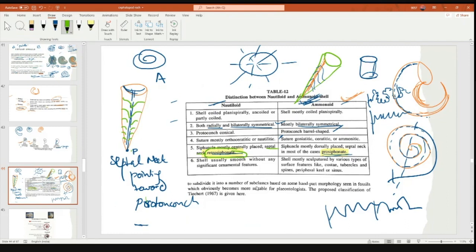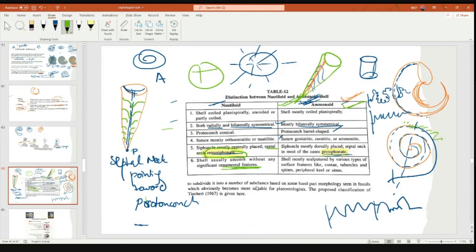And shells are usually smooth without any ornamentation feature. There is no ornamentation, nor is there much disturbance in the suture. They are just the serratic type or orthoserratic, right? But here many ornamentations are there in the ammonoids. So what kind of ornamentation-like features are found on the external surface?